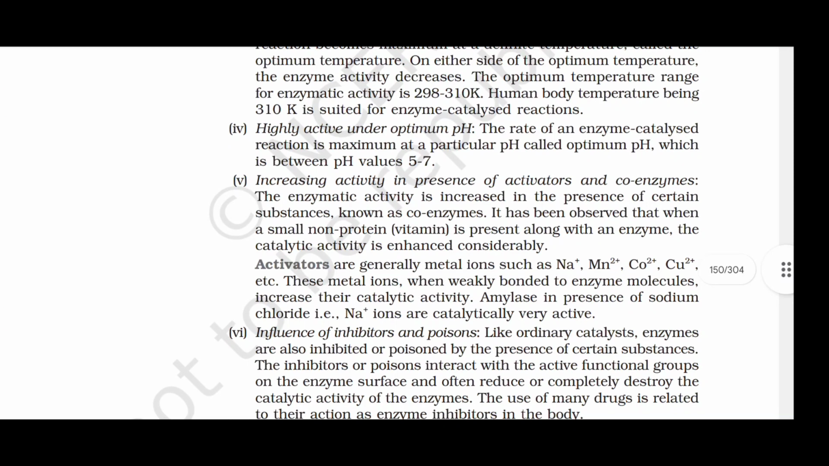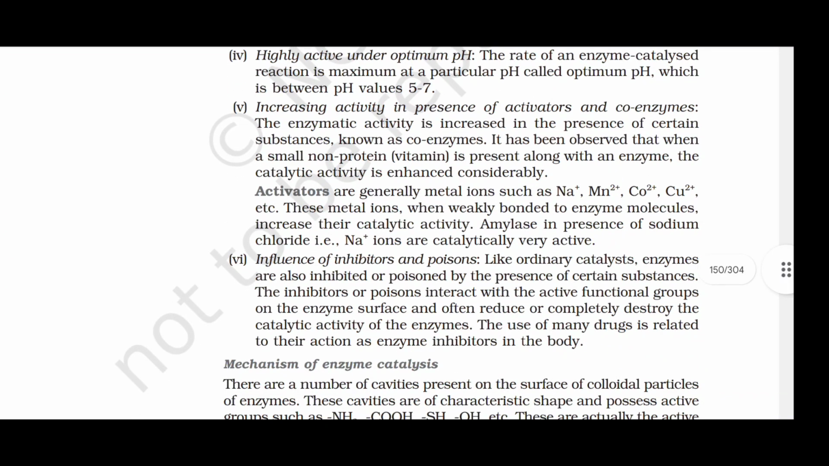Fourth, highly active under optimum pH. The rate of an enzyme catalyzed reaction is maximum at a particular pH called optimum pH, which is between pH values 5 to 7. Fifth, increasing activity in presence of activators and coenzyme. The enzymatic activity is increased in the presence of certain substances known as coenzyme.